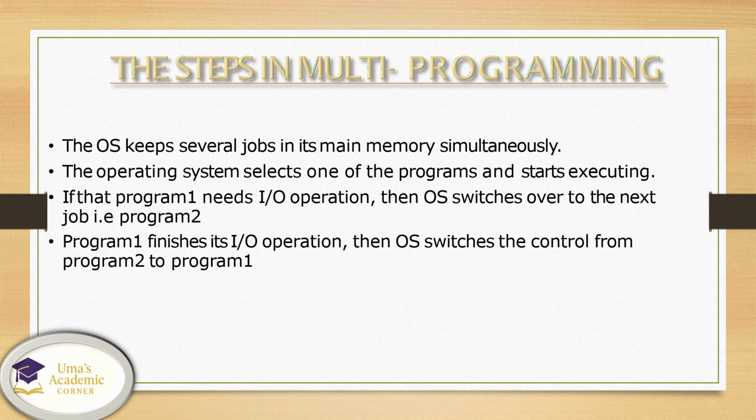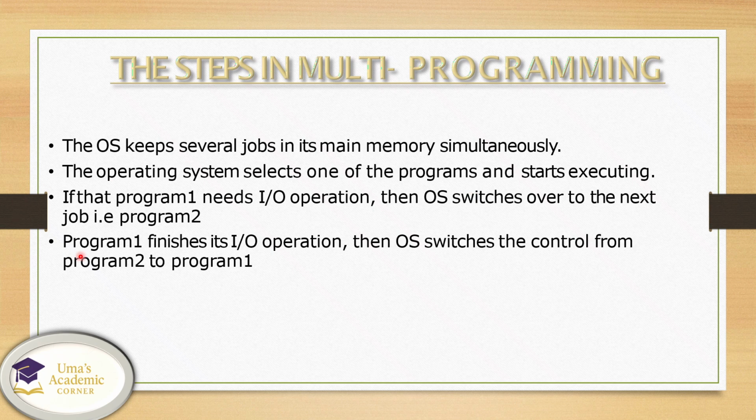The first step in a multiprogramming operating system is that the operating system will keep several jobs in the main memory simultaneously at a time. Whichever jobs you want to be executed will be kept in the main memory at a time. The second step is that the operating system will select one of the programs and start executing that program or job.